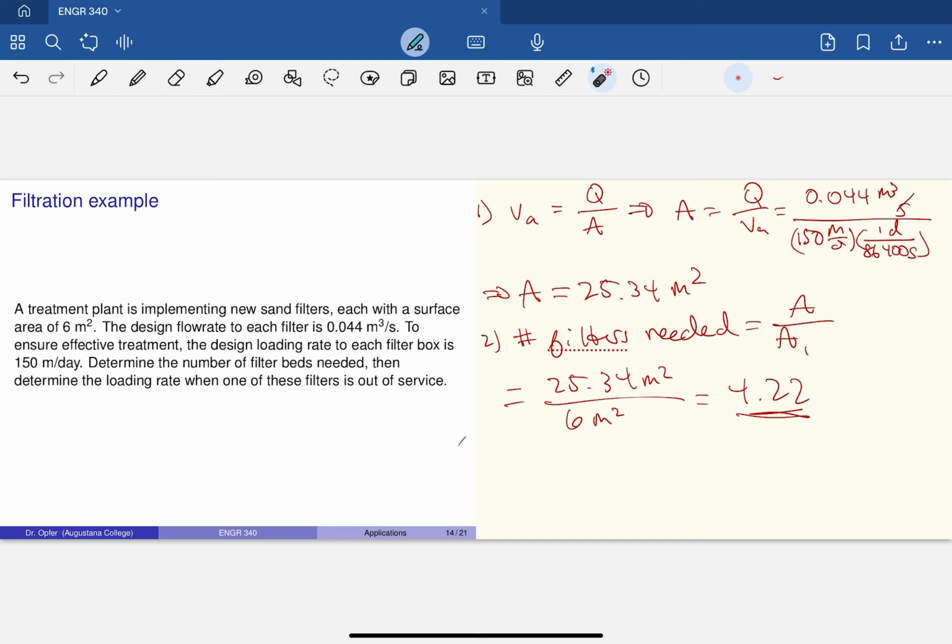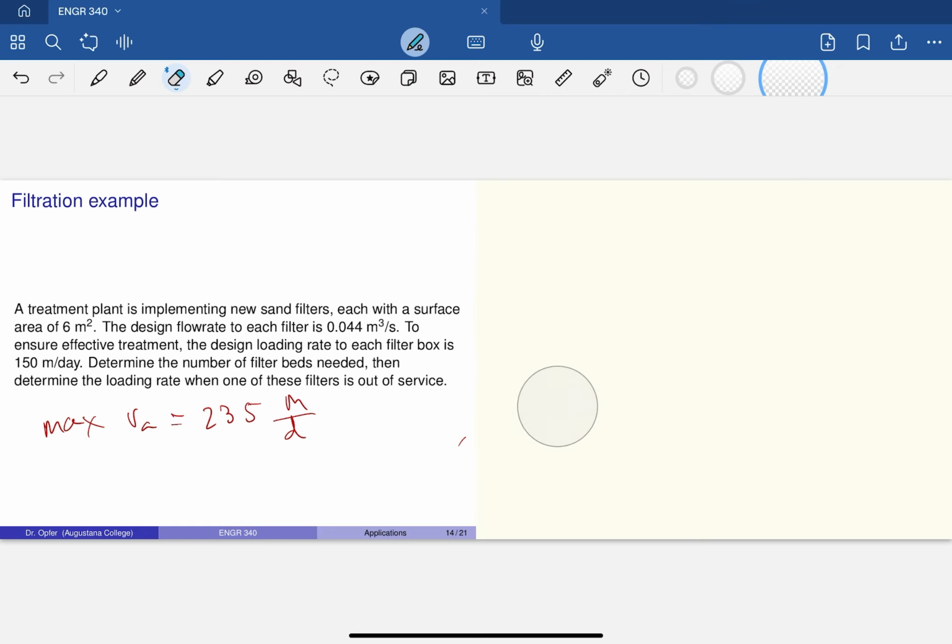So what we'd like to do is make 4 filters instead of 6, because we're pretty close to 4, but we need to check that we're underneath the maximum suggested loading rate of 235 meters per day. Even if we want a loading rate of 150 meters per day, we need to make sure that even in the worst case scenario, we're not going above this maximum guideline. Okay, so let's find what this loading rate would be for 4 of these filters.